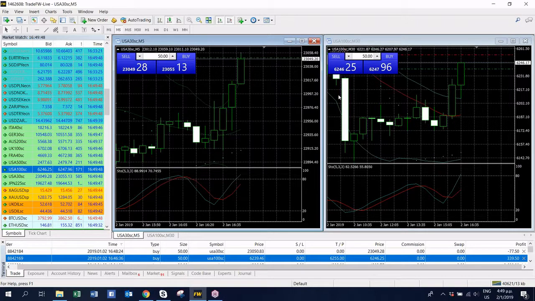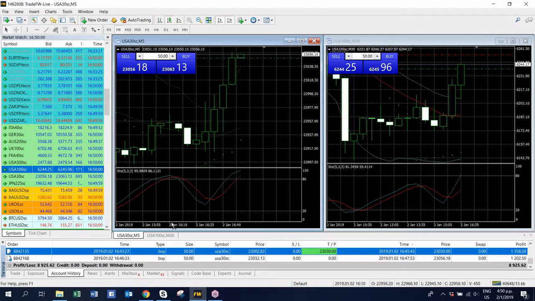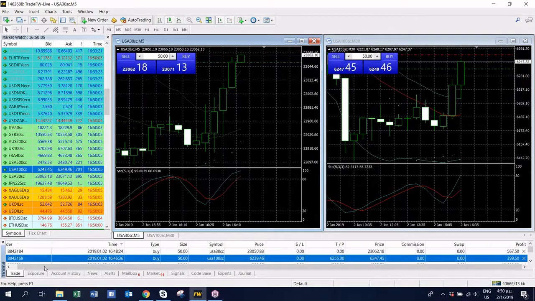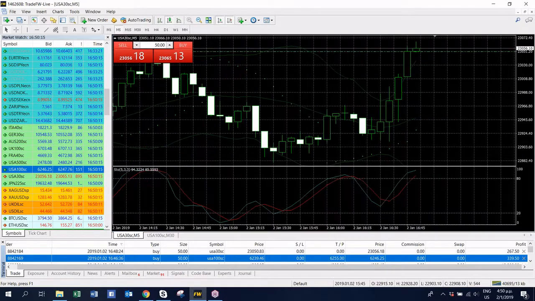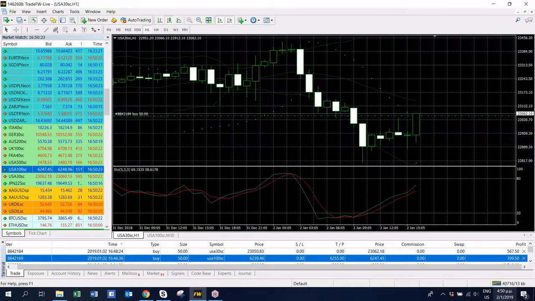Nice one. USA 100 started to give us nice profits. USA 30 still needs to pay off the spread. Our profits so far are at 8,925. Guys, look at this. We are making money, $600. Let's put a take profit here as well. Let's put a take profit on USA 30.